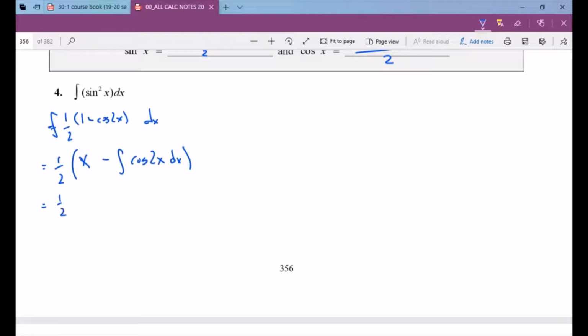This ends up being 1/2 times x. We now integrate that cos 2x, ends up being sine 2x. But remember, we also have to divide that by 2. And we now have plus c. We're going to leave that plus c out there, which leaves us with 1/2 x minus 1/4 sine 2x plus c.